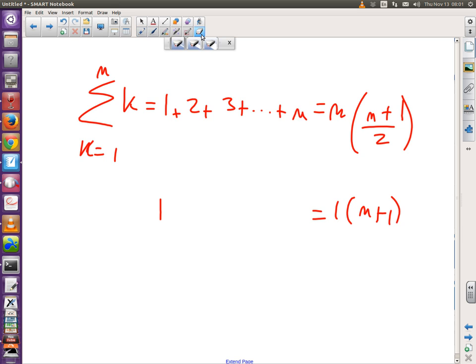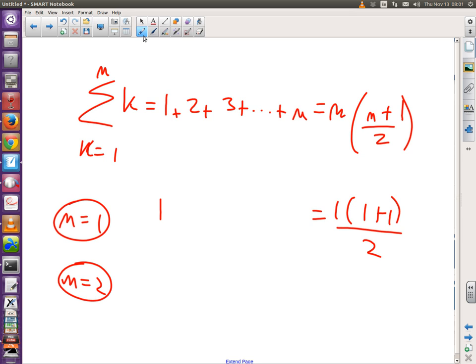Whoops, I wrote it wrong. I'm plugging in 1 for n. I would say that's true. So show that it's true for 1. Now show that it's true for 2. So if I add the first 2, what do I get? 3. Okay, I'm just going to write it this way, but it's 3, right?